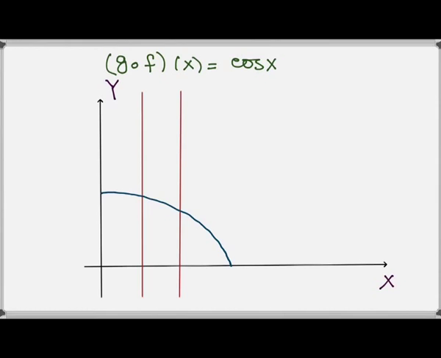So this point is pi by 2, this point is pi by 3 and this point is pi by 6. This is y is equal to cosine of x. This one is x is equal to alpha and this one is x is equal to beta. We have to find out the area of this shaded region.